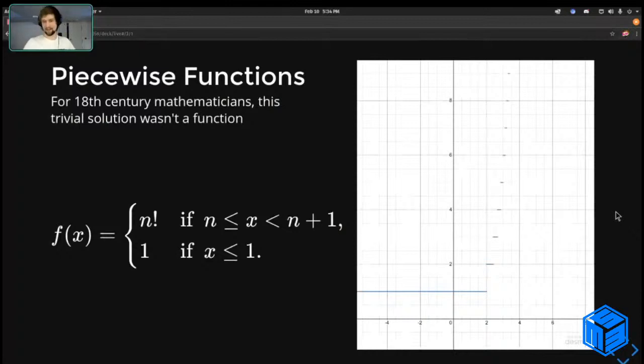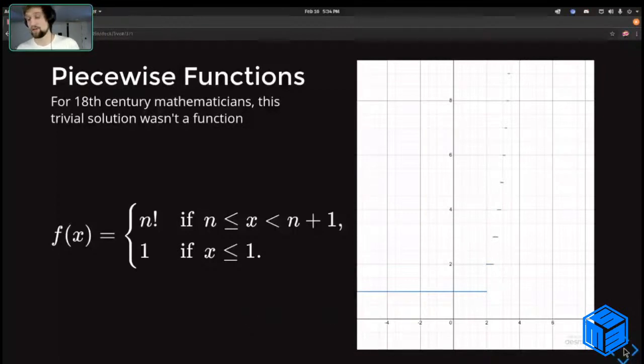But here is also another possible solution to this problem. Woefully terrible, though. As you can see, I have it plotted on Desmos. It's constant everywhere in between the little slices, which is kind of stinky because it's not very fun to deal with these jump discontinuities. And also, for 18th century mathematicians, this trivial solution wasn't a function.